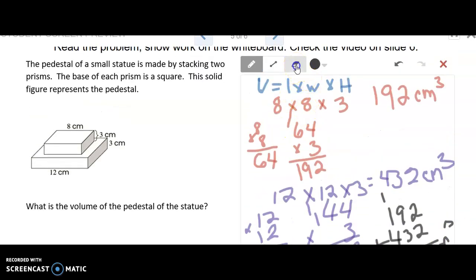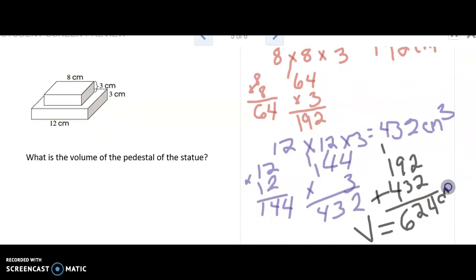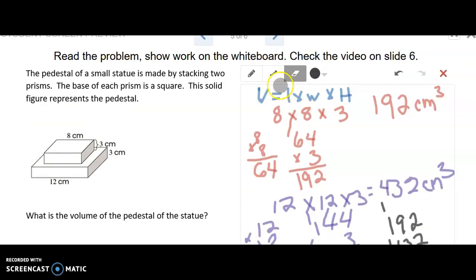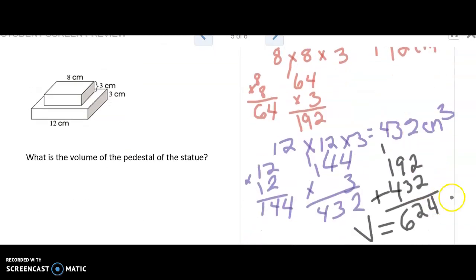That looks really bad, right? So let me see if I can change my centimeters. See, I know that you guys copy on these boards. As long as I can see what you're doing, that's all I care about. I know it gets a little sloppy from time to time. I get sloppy too. So check your work.